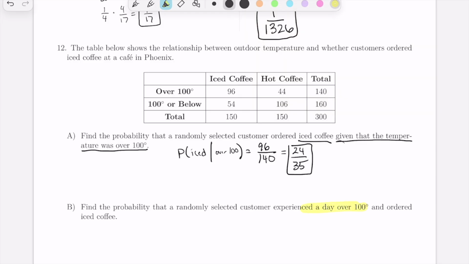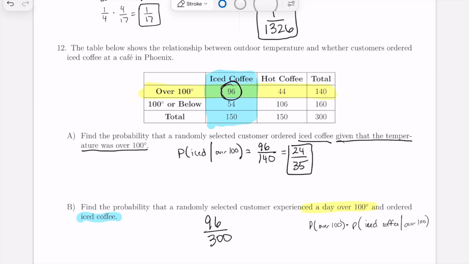all of the days over 100, and then we look at iced coffees, we can see that there's this subset that is both. It's these 96 people. Those 96 people experienced a day over 100 and ordered iced coffee. And we can actually just say that this is going to be 96 out of 300.